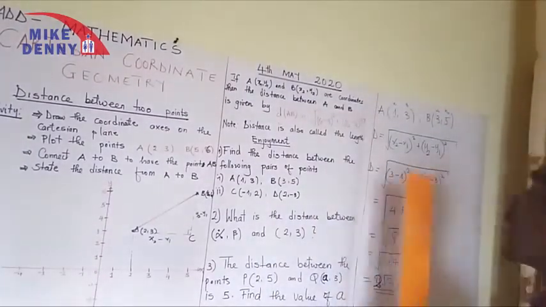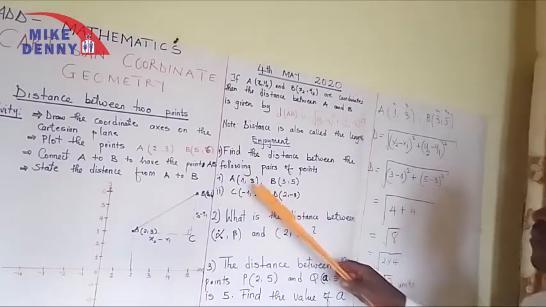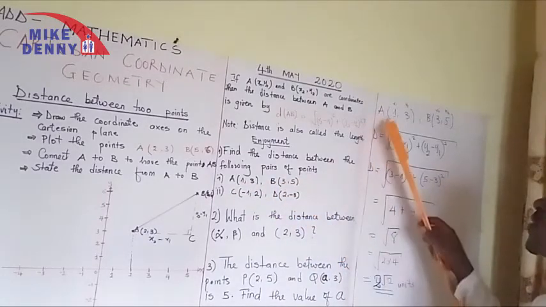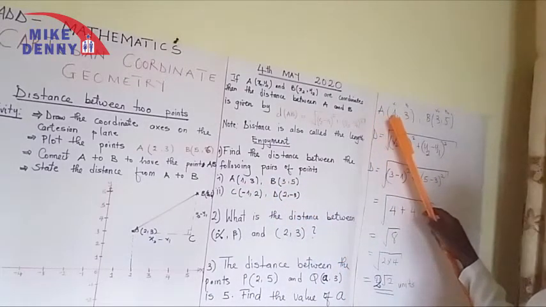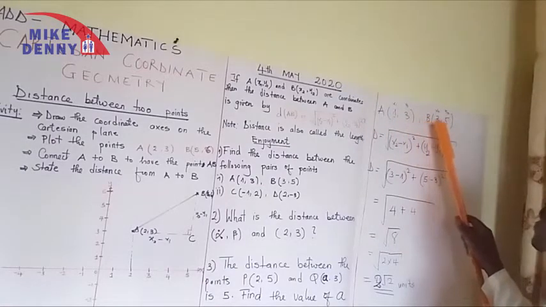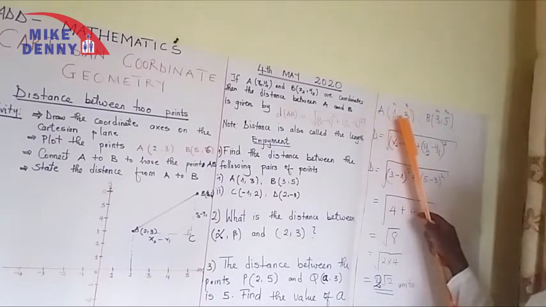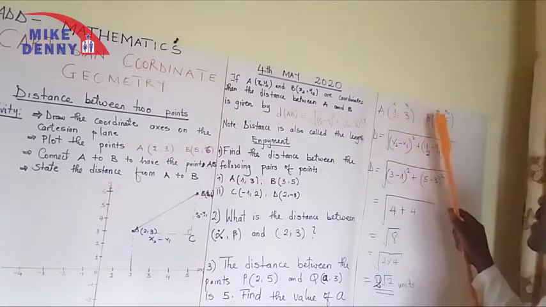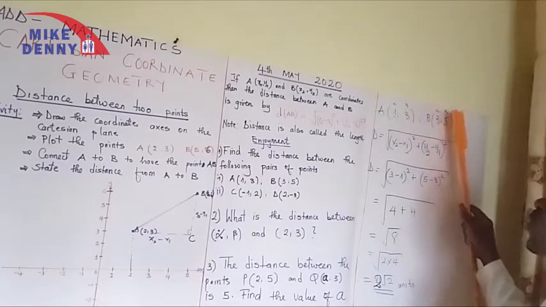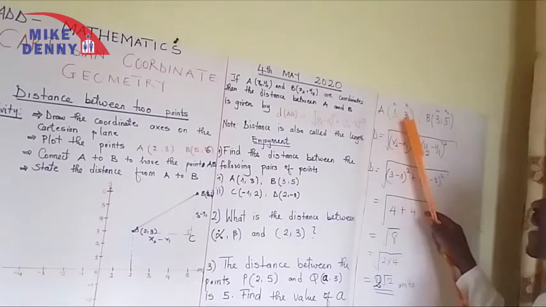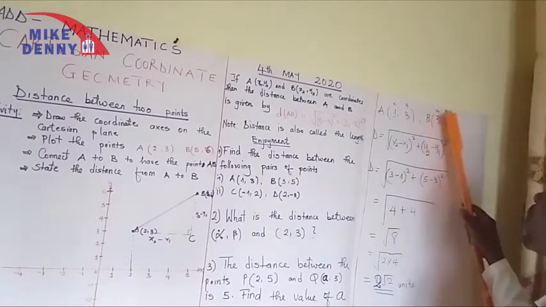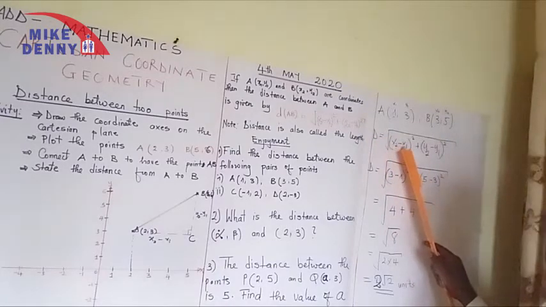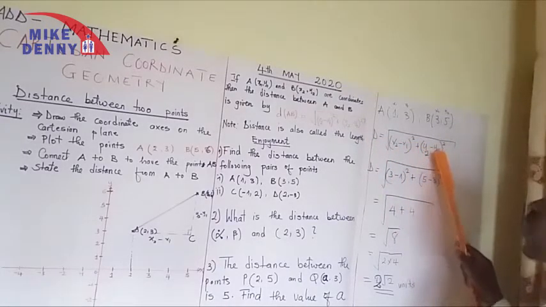Now, looking at our exercise, it says we should find the distance between the points A(1, 3) and B(3, 5). So I have my point A with coordinates 1, 3, and B with coordinates 3, 5. Recall, A is the first point, and the first point always has coordinates named x1, y1, and the second point always has coordinates x2, y2. So here x1 is 1, y1 is 3. Here x2 is 3, y2 is 5. My formula says D is equal to the square root of x2 minus x1 all that squared plus y2 minus y1 all that squared.